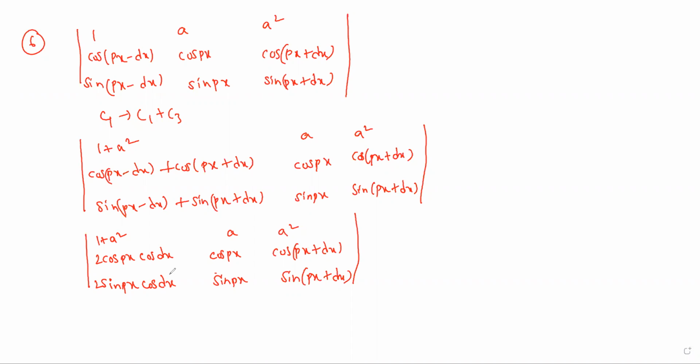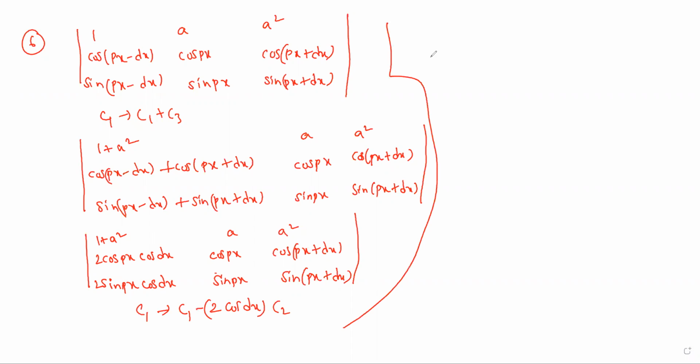How? By using the second column. That's why I am changing C1. Here 2 cos dx: cos px is there, but 2 cos dx is missing. Here also 2 cos dx is missing. Sin px is already there, so for this I'll multiply the second column with 2 cos dx.